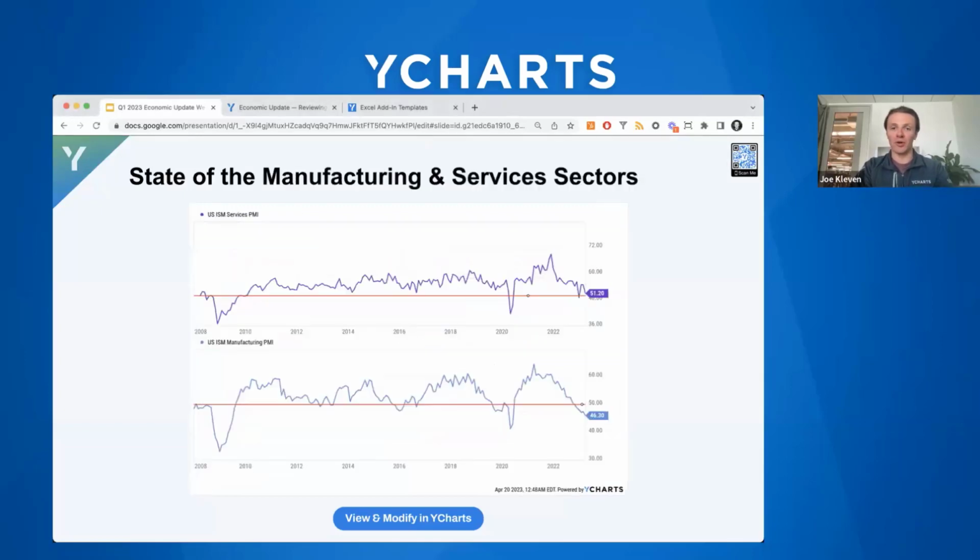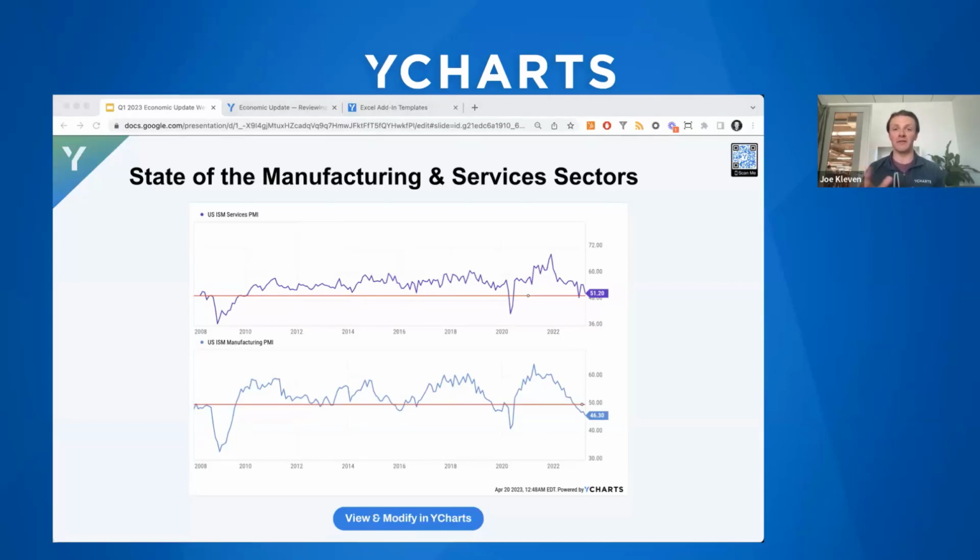And on to more State of charts here, looking at manufacturing and services, the U.S. ISM services PMI indicator is at 51.2 as of Q1 2023's end. So just above that 50 level, that would indicate an overall expansion. But the same can't be said for the manufacturing side of things. That number continues to plummet below 50, now sitting at 46.3 as of the end of Q1.